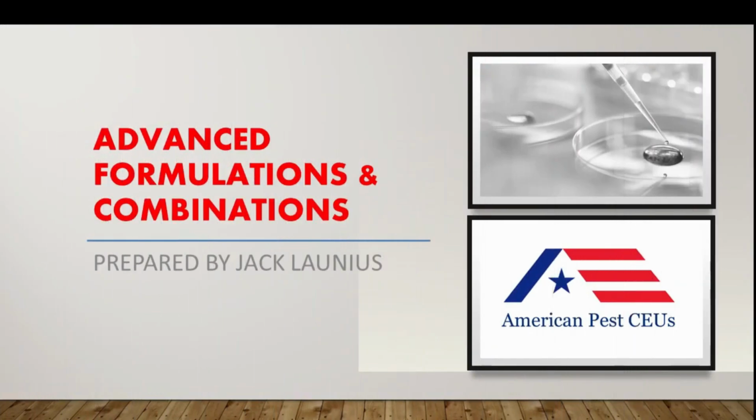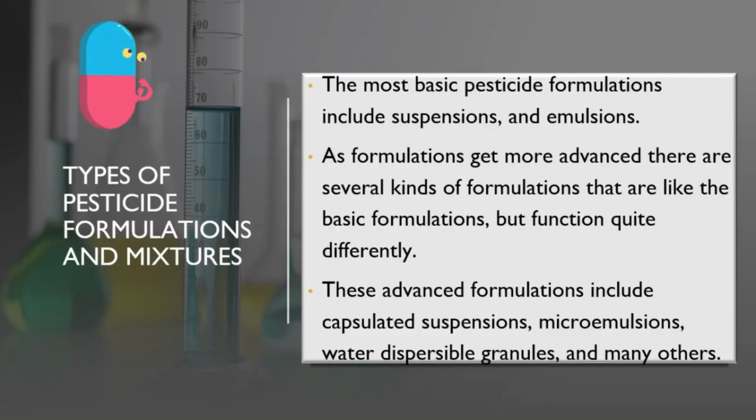Today's course, Advanced Formulations and Combinations, was prepared by Jack Launius. Types of pesticide formulations and mixtures. The most basic pesticide formulations include suspensions and emulsions. As formulations get more advanced, there are several kinds of formulations that are like the basic formulations, but function quite differently. These advanced formulations include capsulated suspensions, microemulsions, water dispersible granules, and many others.